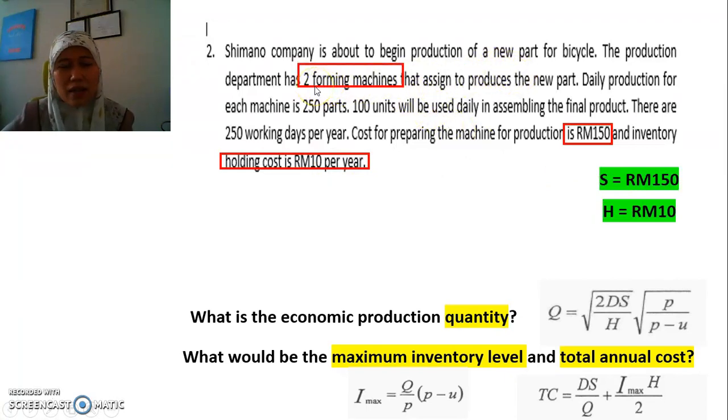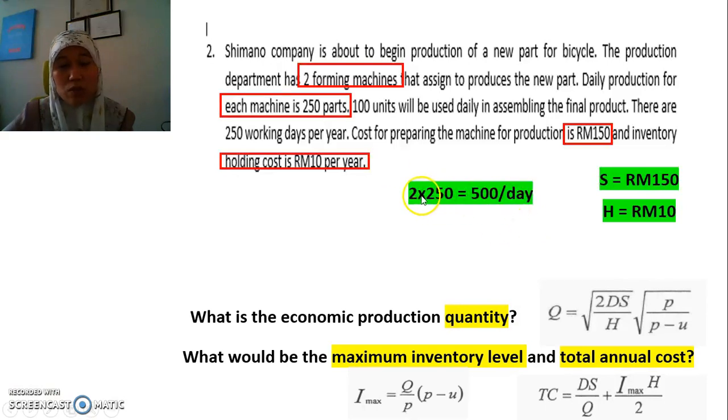They're saying that they have 2 forming machines for the parts, and the daily production for each forming machine is 250. So for a day's production, if you have 2 machines, 2 times 250, you get 500 parts a day. Then we have another piece of information, 100 units used daily to assemble the final product. This is the usage rate, the daily usage rate, so 100 per day. Now we want to know which one is P and which one is U.